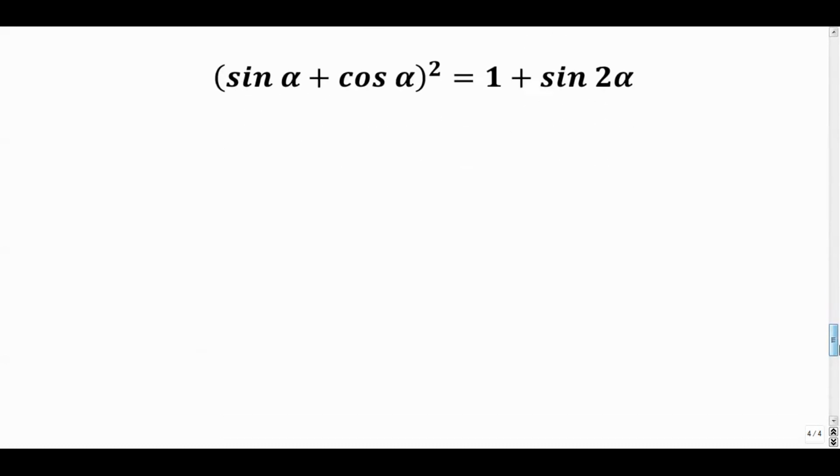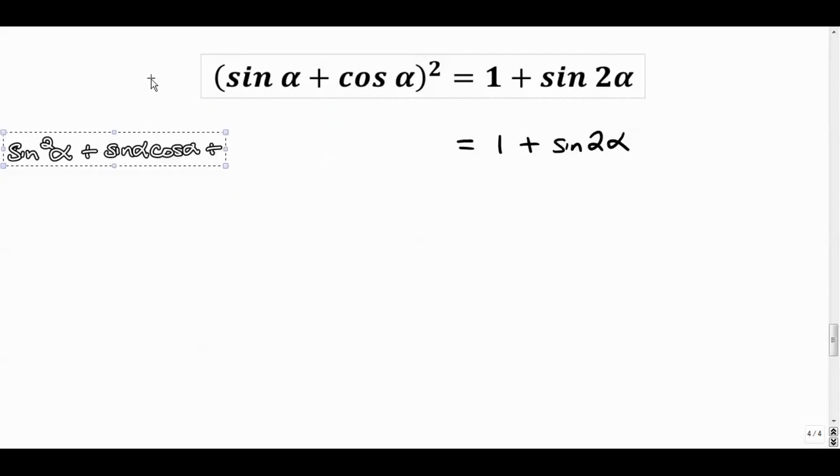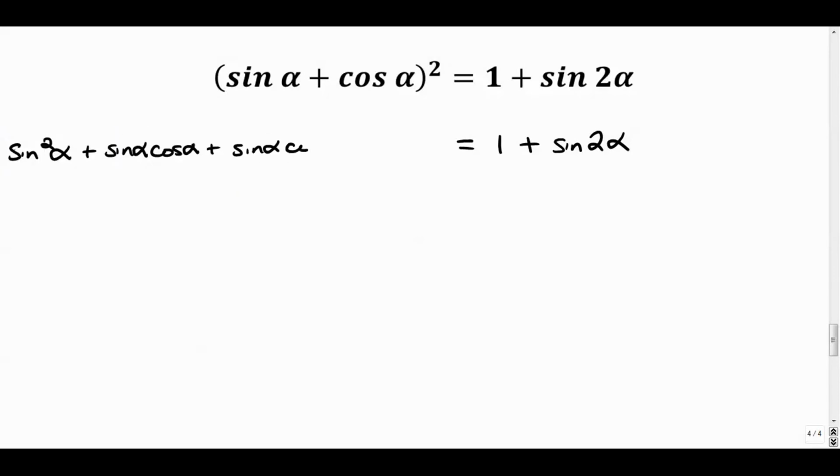All right, last one. Pause it, give it a shot, see if you can get it. And when you finish, just press play, see if you got the right answer. What I'm going to do is keep my right-hand side the same. There's not really too much I can do with that right now. And I'm just going to FOIL this side. When I multiply a binomial times itself, I get, first times first, sine squared alpha, plus outside is going to be sine alpha cosine alpha. Inside is the same thing. And the last times the last is cosine squared alpha.